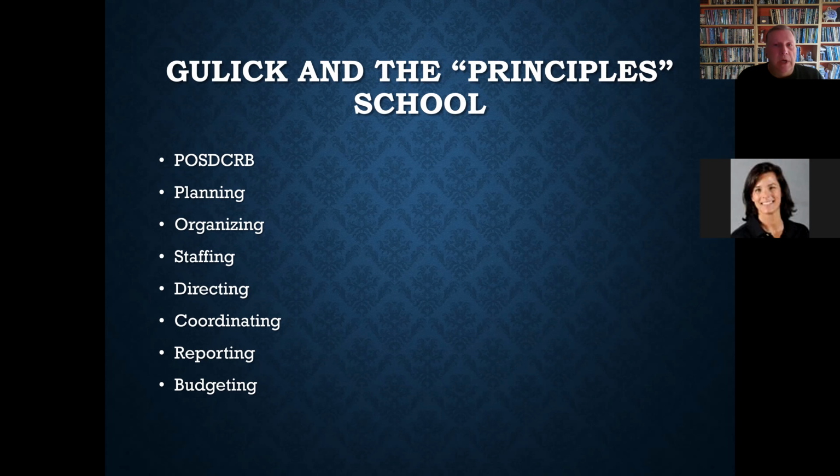Where Gulick shares similarities with Taylor and Weber is that he also was focused on a one-size-fits-all approach to making our organizations effective. This principal school was his one-size-fits-all approach. So for Weber, it was the ideal bureaucratic structure. For Taylor, it was the one best way to do the job. For Gulick, it was these principles that we could teach our managers in our organizations.